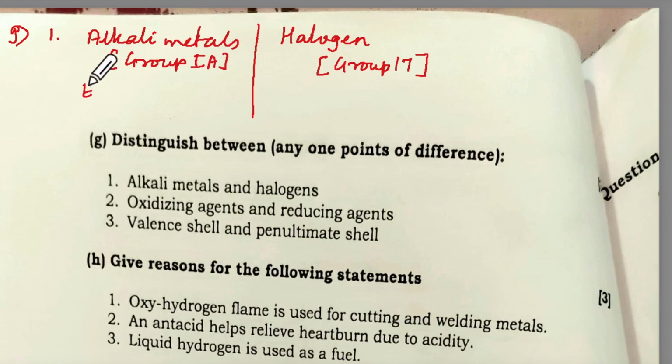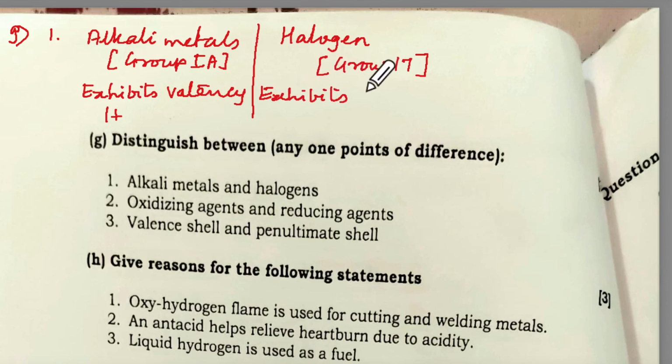So what you'll say? Exhibits valency 1 plus. And here what you'll say? Exhibits valency 1 minus. You finished? Here you wrote exhibits. No, I want another difference. If it is valency, do you know that this word needs to be used?